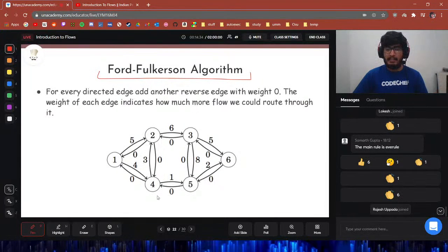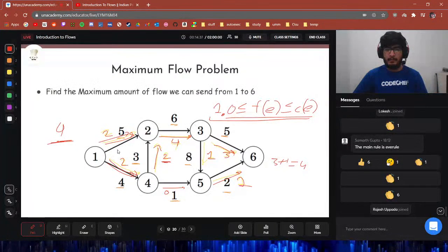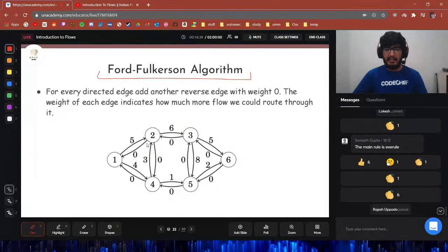So in the initial graph, as you can see here, for the 5 edge, I'm adding an edge with 0 towards the back. For the 3 edge, I'm adding 0. For the 4 one, I'm adding 0. So here I'm adding a reverse edge with weight 0. And what do these edges now finally represent? These represent how much more flow we can route through it, right? So what do we mean by that?